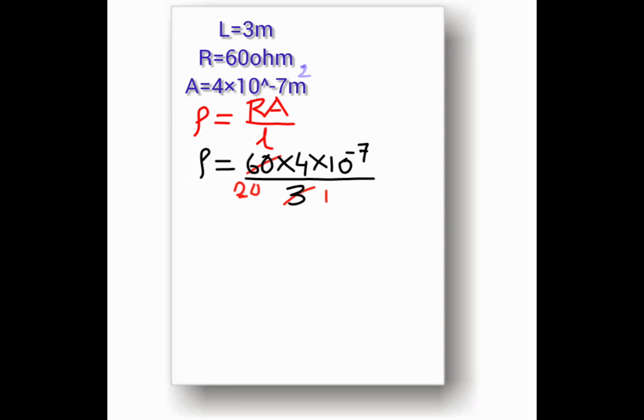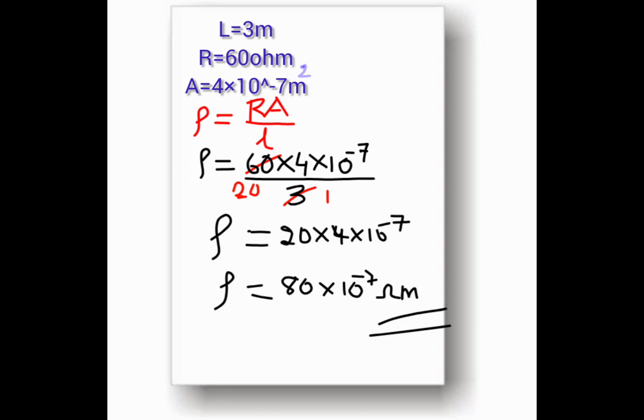Now we can cancel: 3 ones are 3, 3 twos are 20. So in the numerator we'll get rho is equal to 20 into 4 into 10 power minus 7. So 20 fours are how much? 80. Rho is equal to 80 into 10 power minus 7. So what is the SI unit of resistivity? The SI unit of resistivity is ohm meter. Then our answer is 80 into 10 power minus 7 ohm meter.